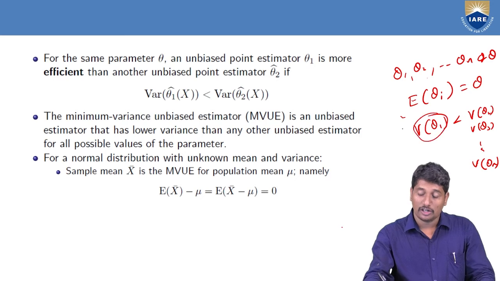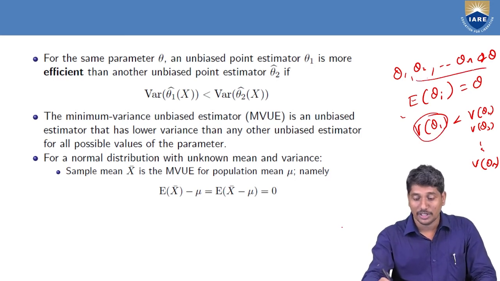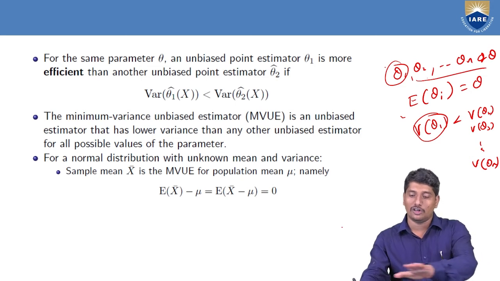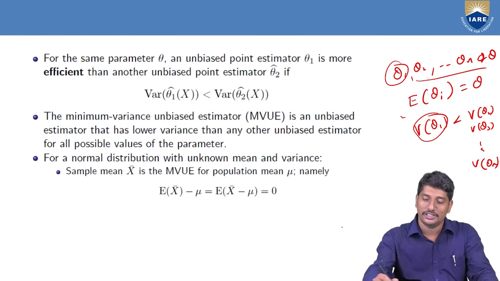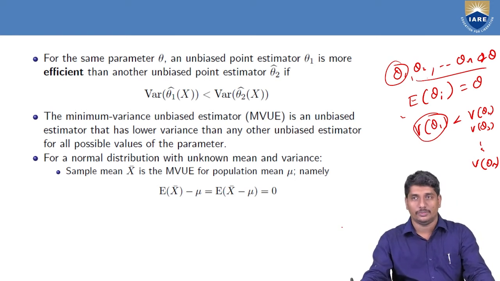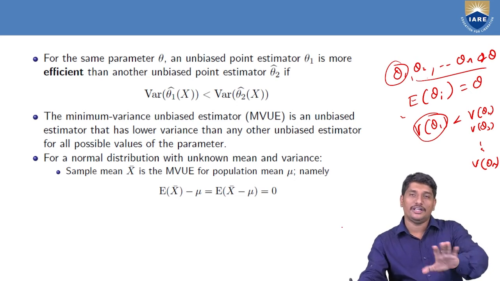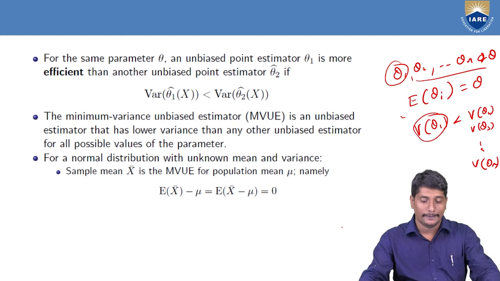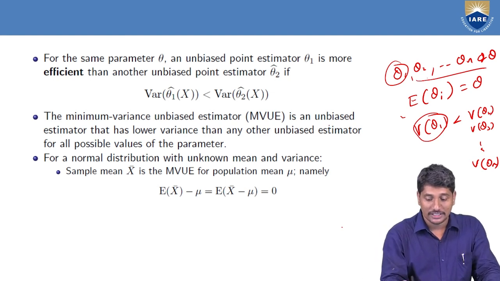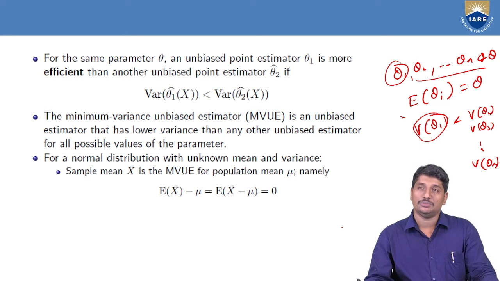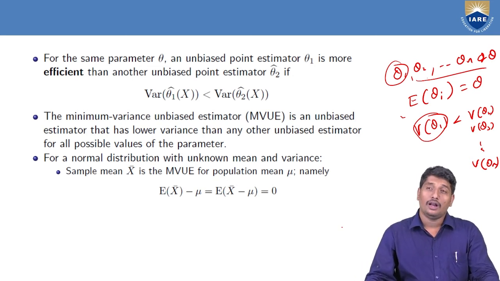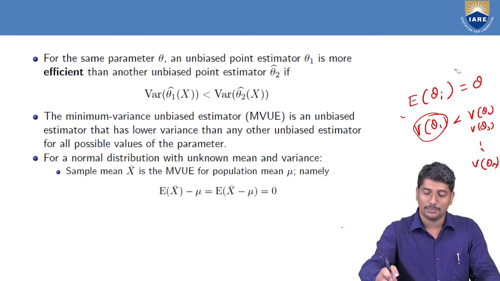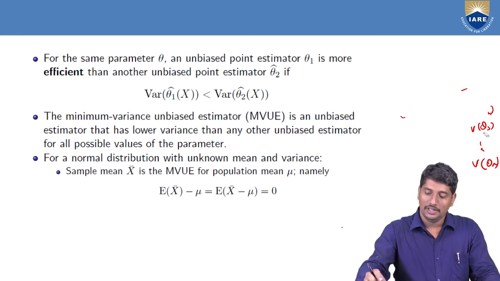Hence theta 1 is called the most efficient estimator. That means theta 1 is the most efficient estimator, even though all are unbiased, because variance of theta 1 is lesser than the variance of the other estimators. So efficiency is determined with the help of variance, or the spread. Minimum variance unbiased estimator and most efficient estimator are the same, nothing but the unbiased estimator with least variance. Now let us take an example to understand this concept in a better way.